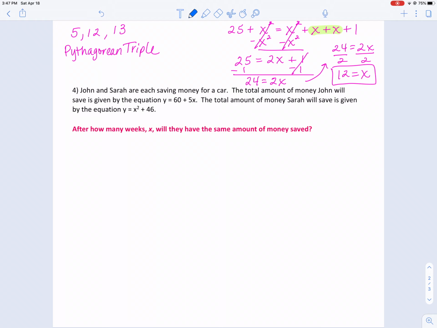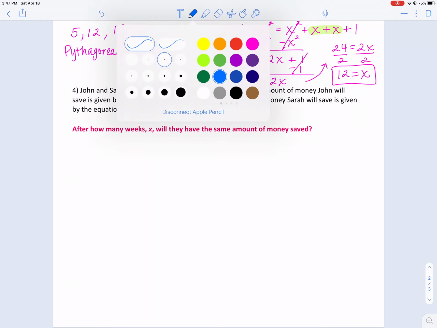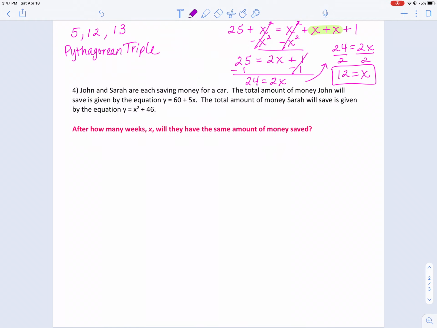It's John and Sarah, and they're saving money for a car. Okay, so the total amount of money that John will save is given by his equation, y equals 60 plus 5x. The amount of money that Sarah's saving is going to be given by the equation, y equals x squared plus 46. So after how many weeks will they have the same amount of money?